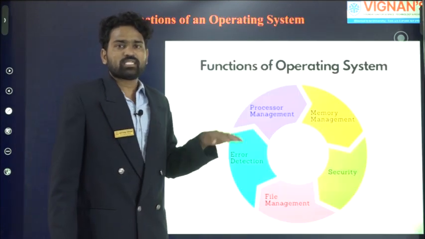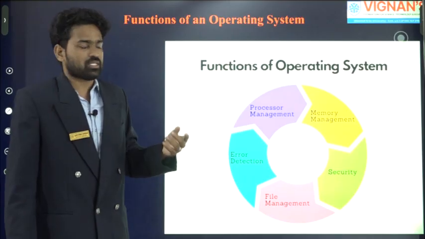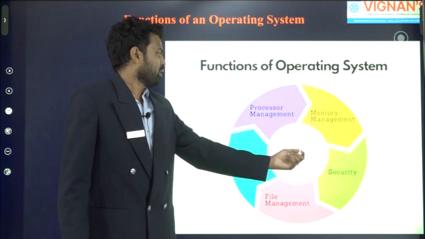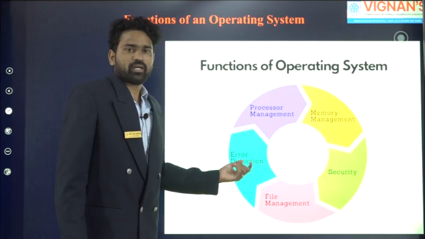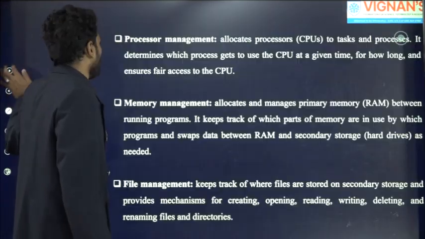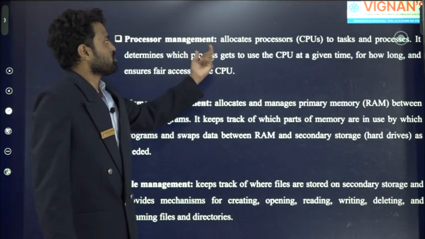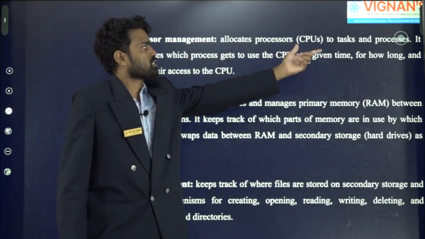Now let's see what the functionalities of an operating system are. The first one is process management, next memory management, security, file management, error detection. We will see them one by one. The first one is process management. Process management allocates processes to tasks.